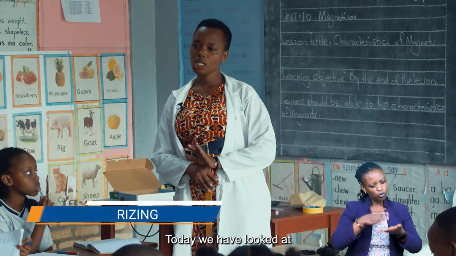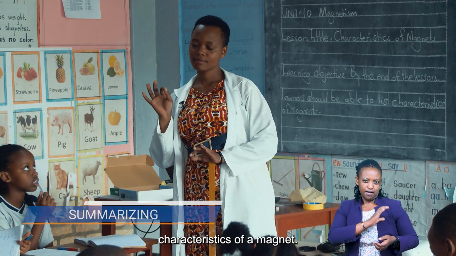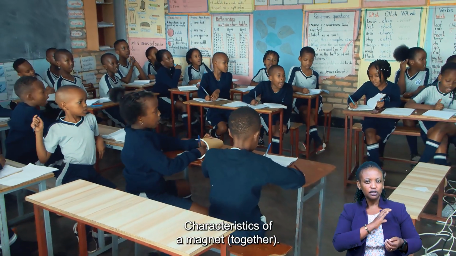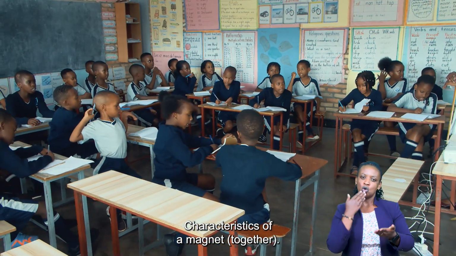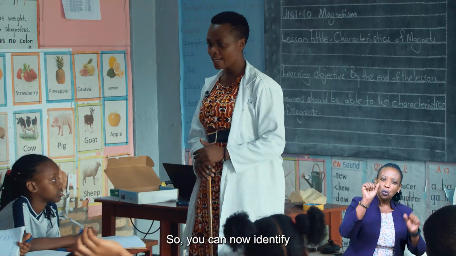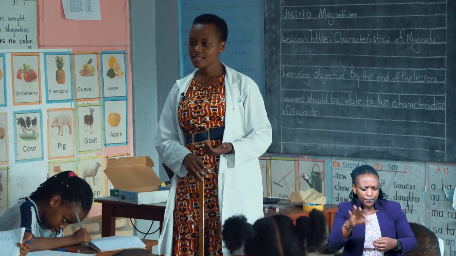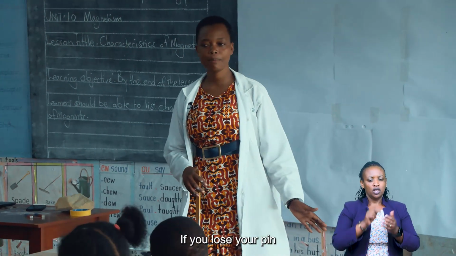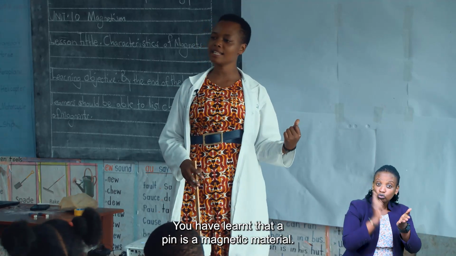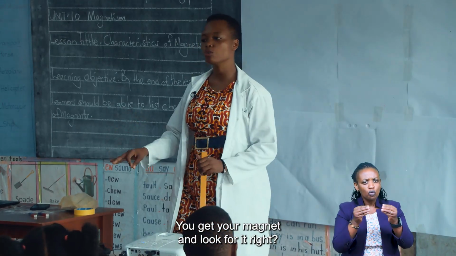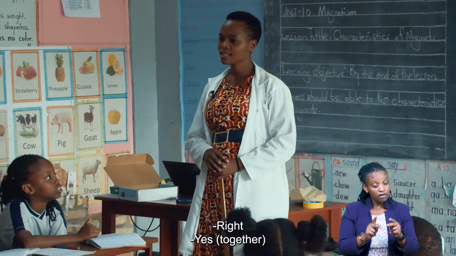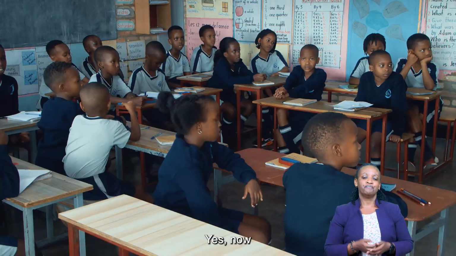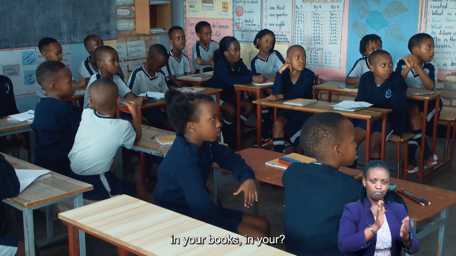Today we have looked at the characteristics of a magnet. Come again. Characteristics of a magnet. You can now identify things using a what? A magnet, right? If you lose your pin, you have known that a pin is a magnetic material. You get your magnet and look for it, right? All right? Are magnets good? Yes.